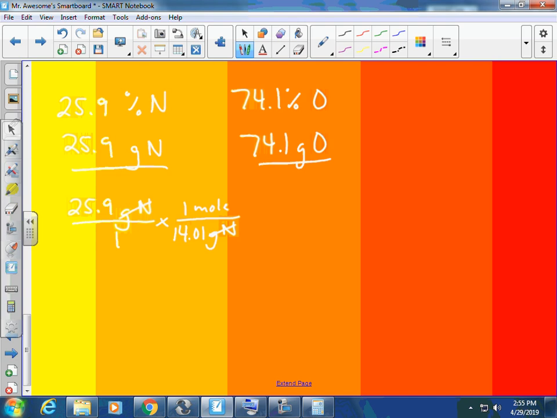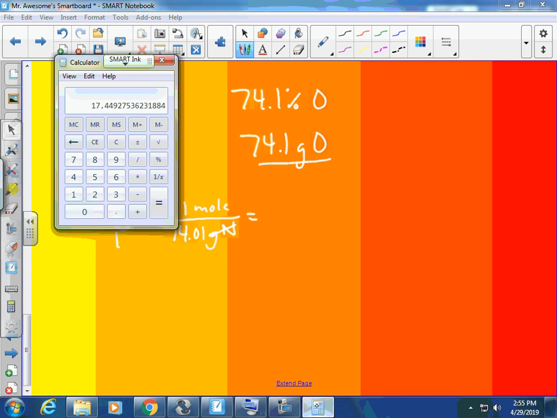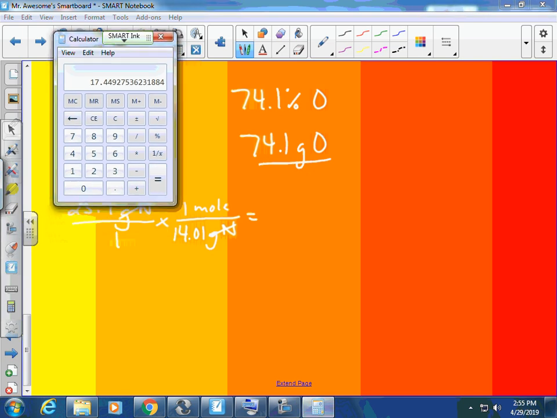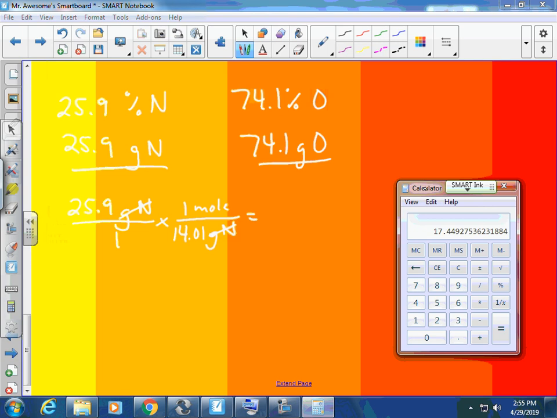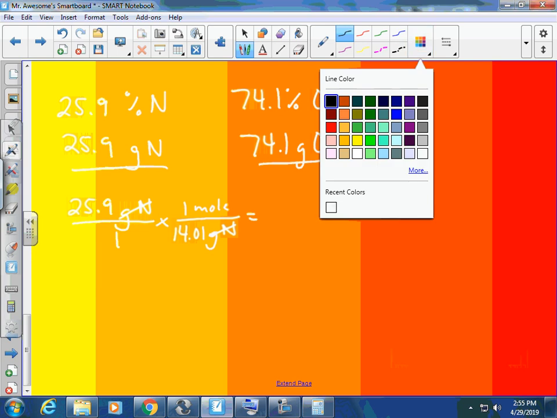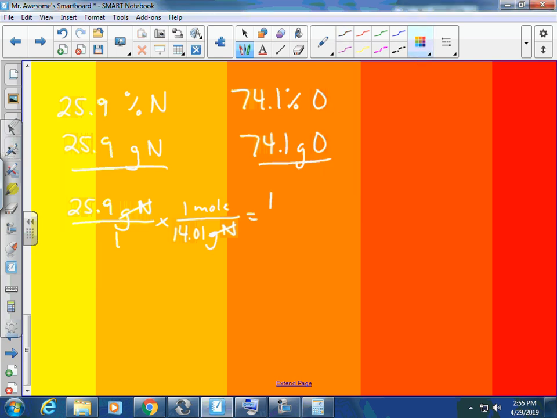So that means if I take 25.9 and I divide by 14.01, I get 1.85. Okay. So I have 1.85 moles of nitrogen.